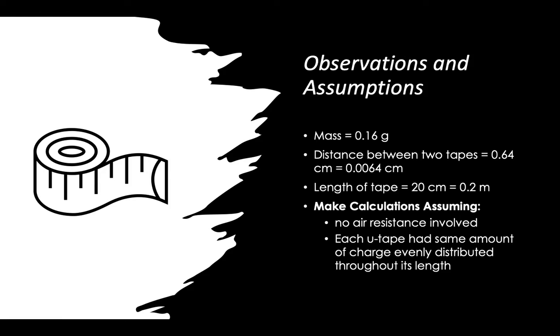Now that we have observed these ideas, and we know that the sum of the forces equals 0, so the force of gravity plus the electric force equals 0, we can take into account the mass of the tape, the distance between the two tapes, and the length of the tapes. So now that we have these observations from our lab, we are able to make calculations to figure out the charge of the tapes as a line using a computational model. To do this, we will also assume that no air resistance is involved and each tape has the same amount of charge evenly distributed throughout its length.